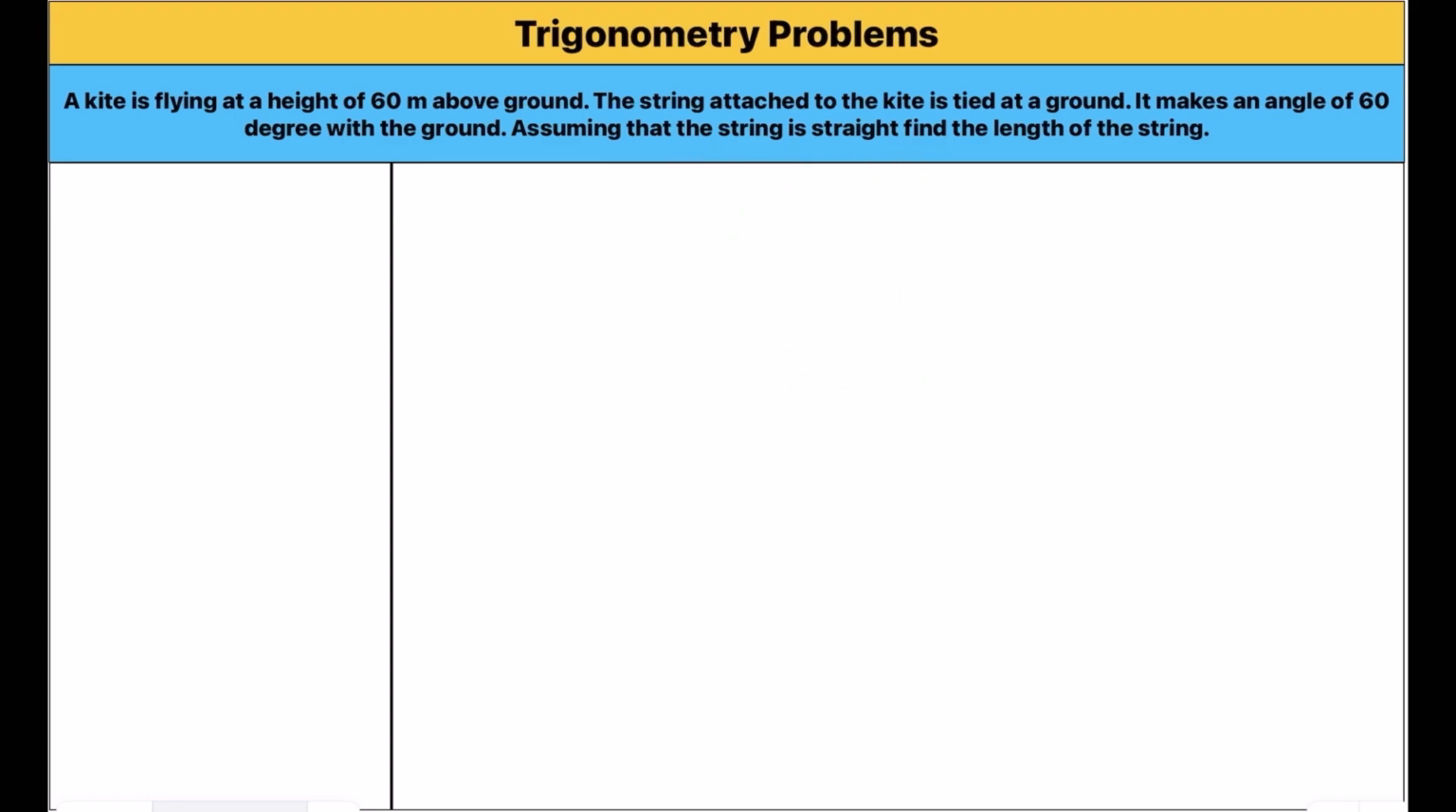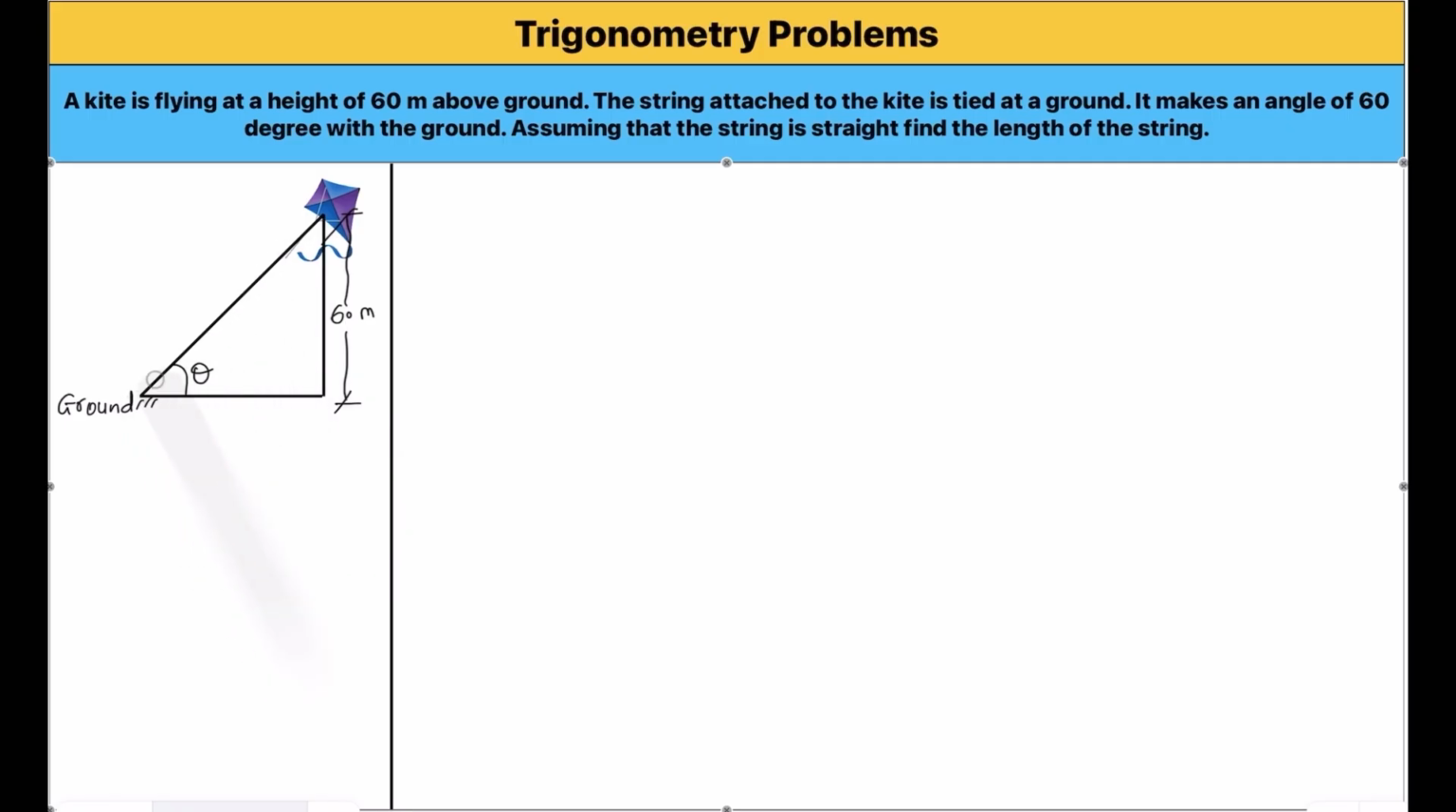What I am going to do is help you visualize this problem, but afterwards pause the video and solve the problem on your own. So this is our kite which is flying 60 meters above the ground. This is a vertical distance given. So this is the ground level. The kite is flying 60 meters above the ground. And this is the string of the kite which is tied to the ground, which makes an angle theta with the horizontal. That angle is also given, 60 degrees.